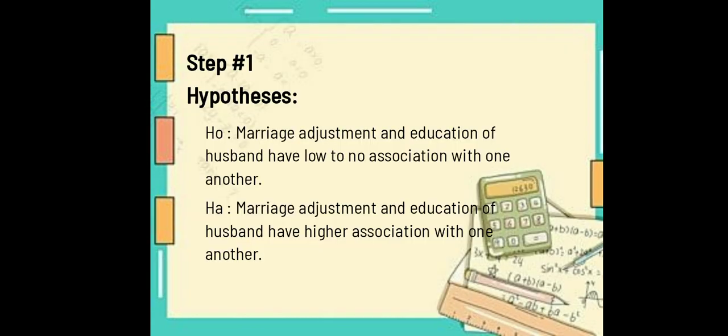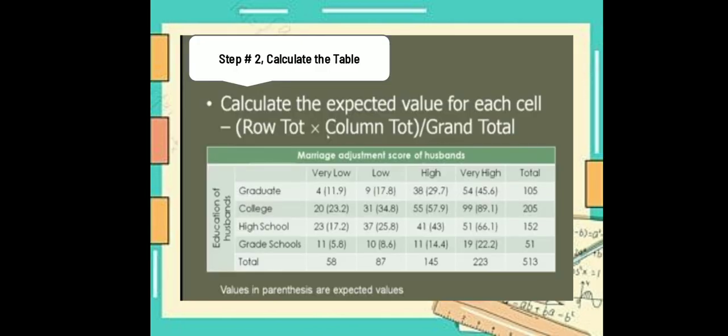So let us take step number 1, which is the hypothesis. Our H0, or null hypothesis, is that marriage adjustment and education of husband have low to no association with one another. And our alternative hypothesis is that marriage adjustment and education of husband have higher association with one another. Step number 2 is to calculate the table.